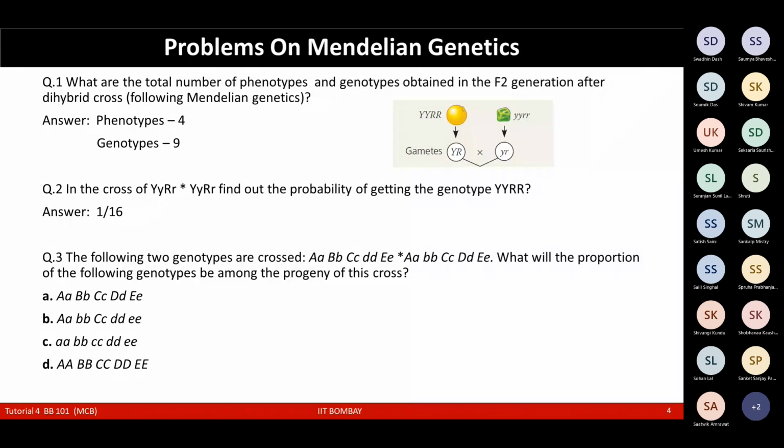Another question is, the following two genotypes are crossed. What will be the proportion of the following genotypes among the progeny of this cross? In the rough notebook, you have to cross this combination from the question, and based on that cross, make the combination ABCD and tell me the answer. I've solved this in my notebook also. If you have any problem, do let me know. We'll discuss all together.